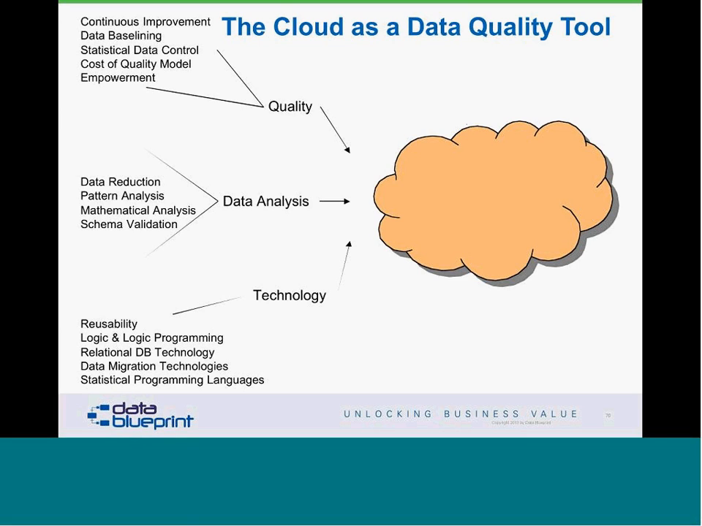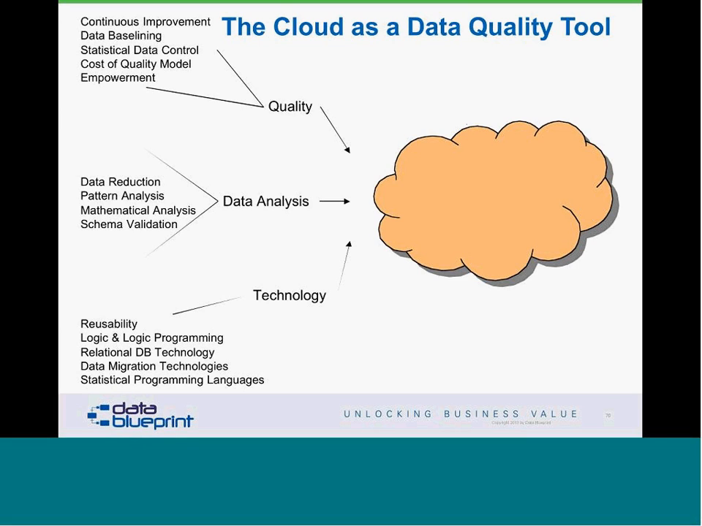So if you look at data with integration tool, we should also look to it and say that this data that is in the cloud is of known as opposed to unknown qualities. This means we can apply things like continuous improvement, baselining, statistical control, quality cost models, and most importantly, empowerment of things that go out there.